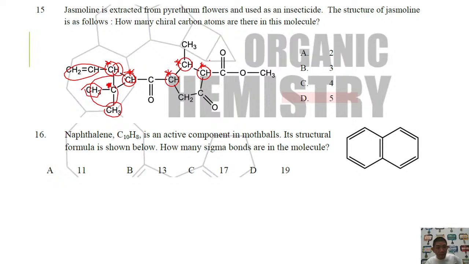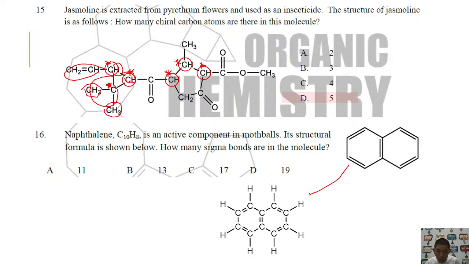And then number 16, naphthalene C10H8 is an active component in mothballs. Its structural formula is shown below. How many sigma bonds are there in the molecule? Inside a skeletal structure, they will not show you whether you have hydrogen or not. So you must be very good by yourself to see whether there are hydrogens or not. What is shown to you here right now is what happened after I drew them in a full Lewis structure. Inside the full Lewis structure, this is how it looks like.